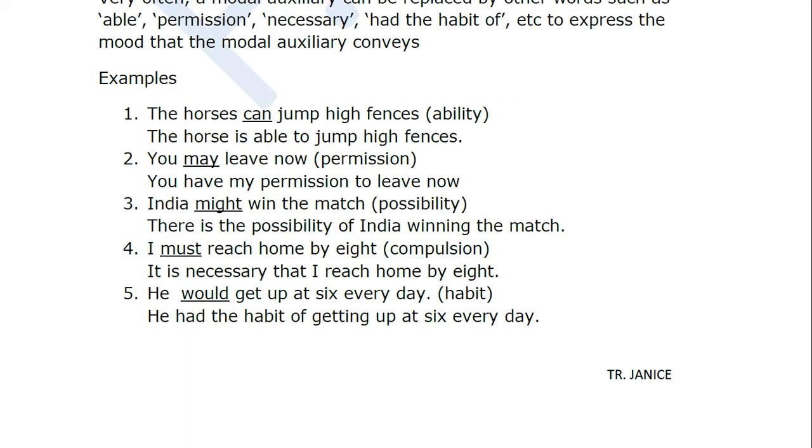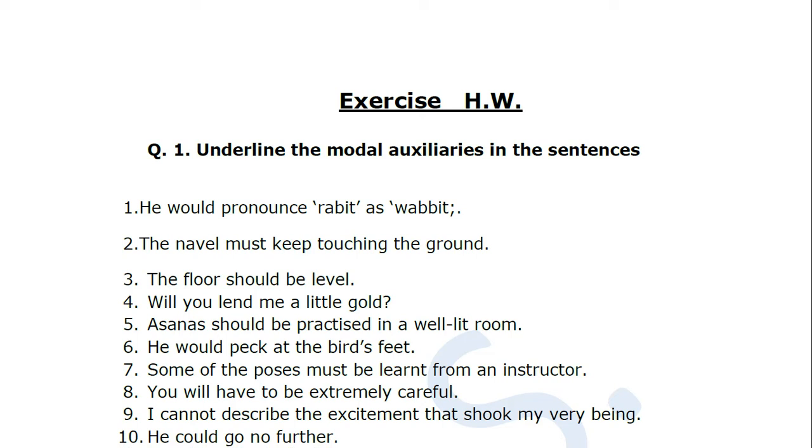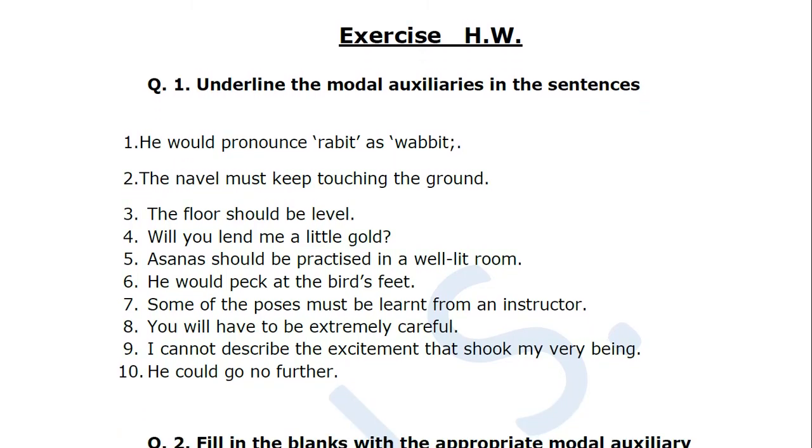You have your exercise after this. I'm just reading it out. This lesson is very easy. Exercise or homework: underline the modal auxiliaries in the sentences. You just have to pick, that is, you will only underline the modal auxiliaries. I'll tell you the first one. He would pronounce rabbit as a wabbit. So here what is your modal auxiliary? Would. The only thing you do over here is underline the word would.